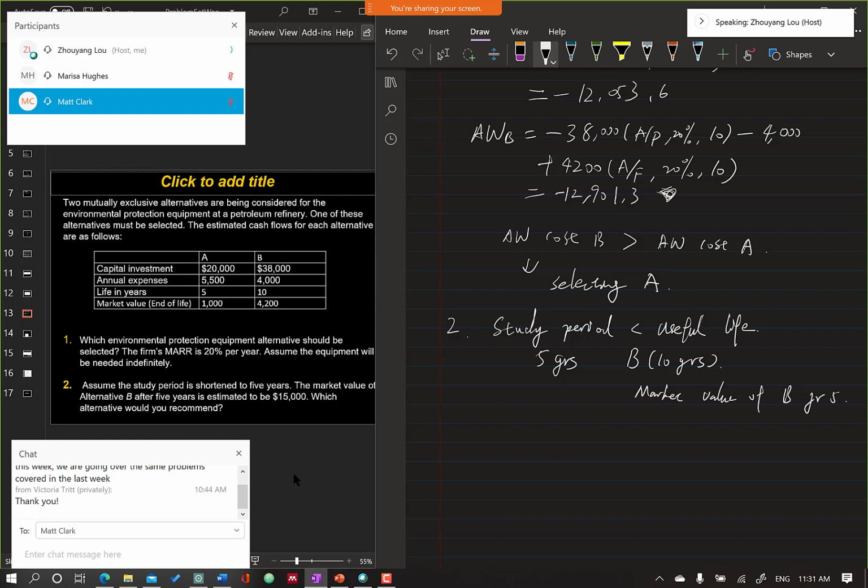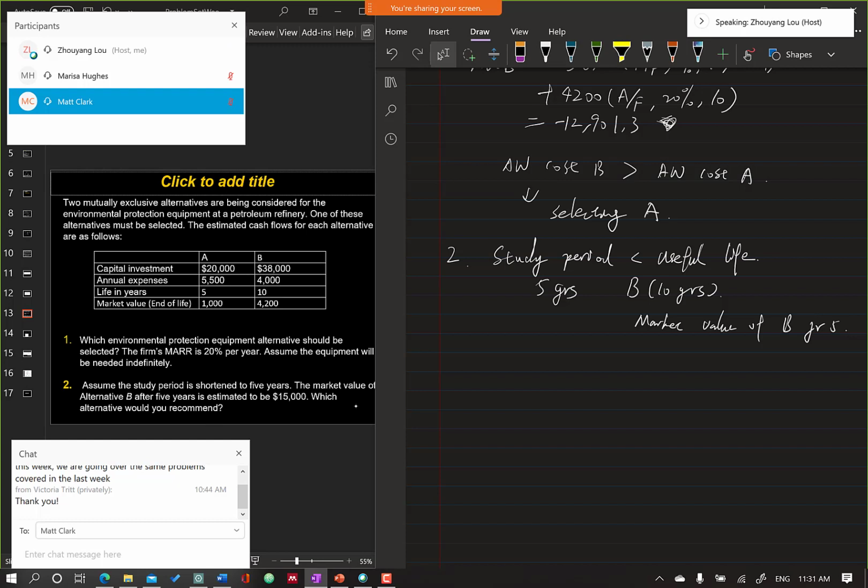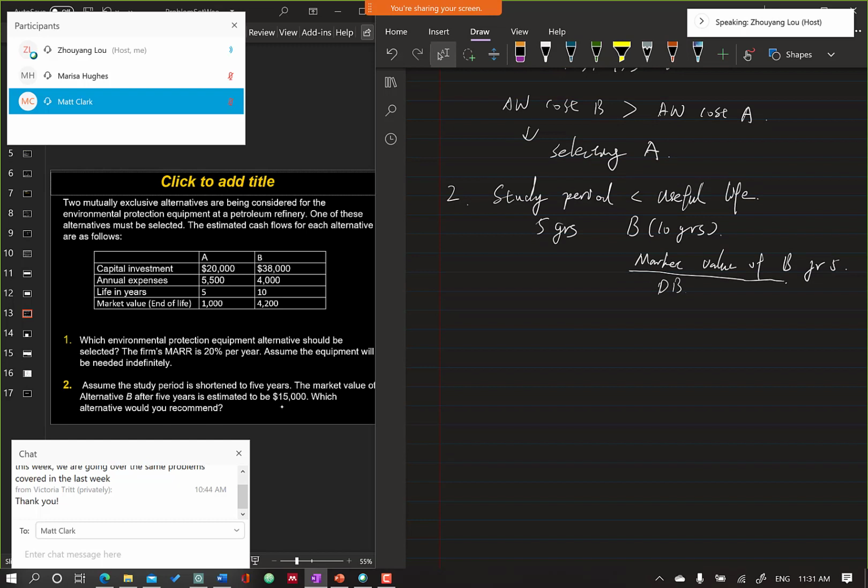For this problem, we are given this information here. I don't think we are going to do this complex thing, but just to let you know, if you don't have this 15,000 in this problem, you can use the techniques we have introduced, like the DB method, to get the market value of a project before the end of its useful life. But here it's much simpler.